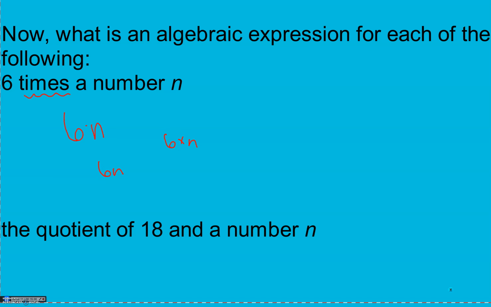The quotient of 18 and a number n means division. So we start at the top, 18 and a number n, or we can write 18 divided by a number n. And it's quotient, which means we're dividing. So either of those work, and same on top, any of those work.